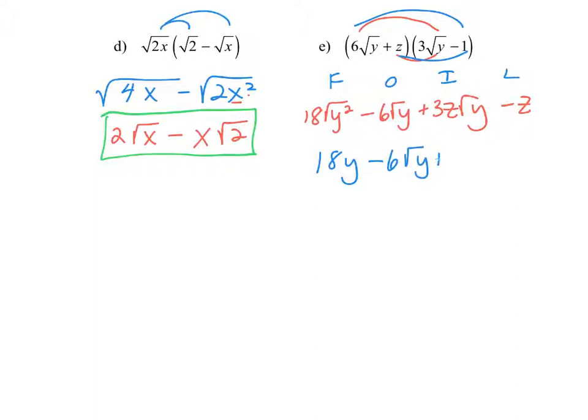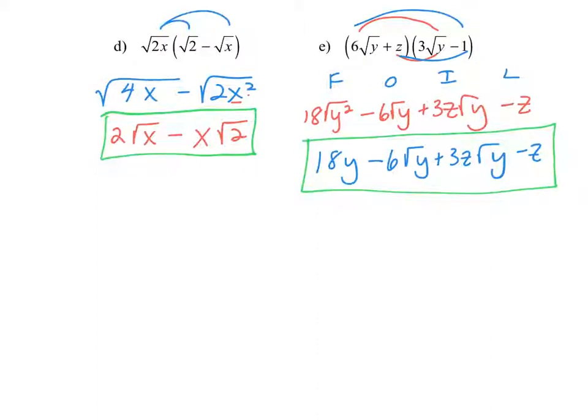6 square root of y plus 3z square root of y minus z. So we can't combine any other like terms. In order to have like terms, you must have the same variables, the same index, the same radical, and the same radicand. And none of those are like terms, so our final answer is 18y minus 6 radical y plus 3z radical y minus z.